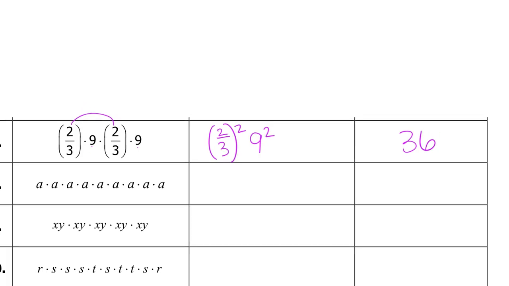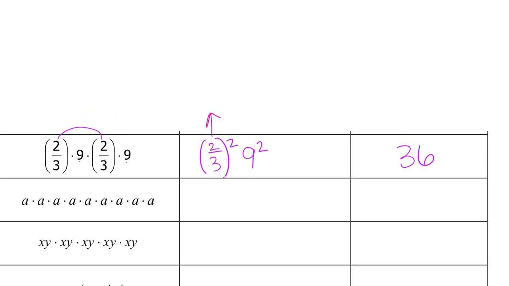If you want to think of this using order of operations, remember when you square a fraction, you're squaring the top and the bottom. So that would be 2 squared, which is 4, over 3 squared, which is 9, and then 9 squared is 81. And then you could do 4/9 of 81. You could multiply these together. So you could just do 4 times 81 divided by 9, and that would give you 36.